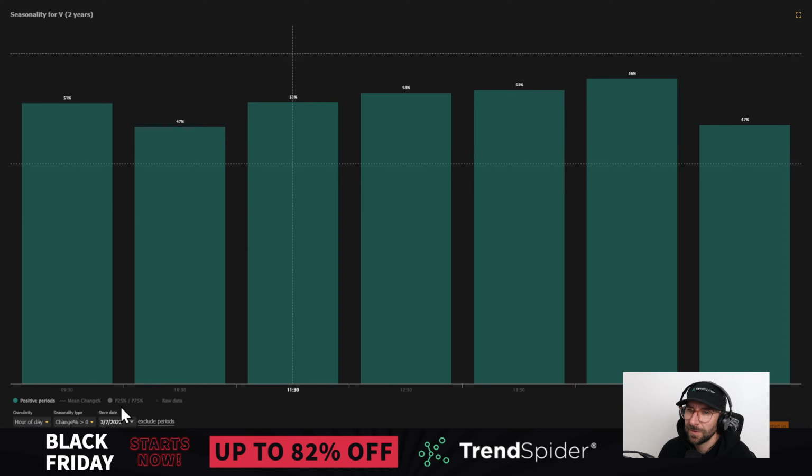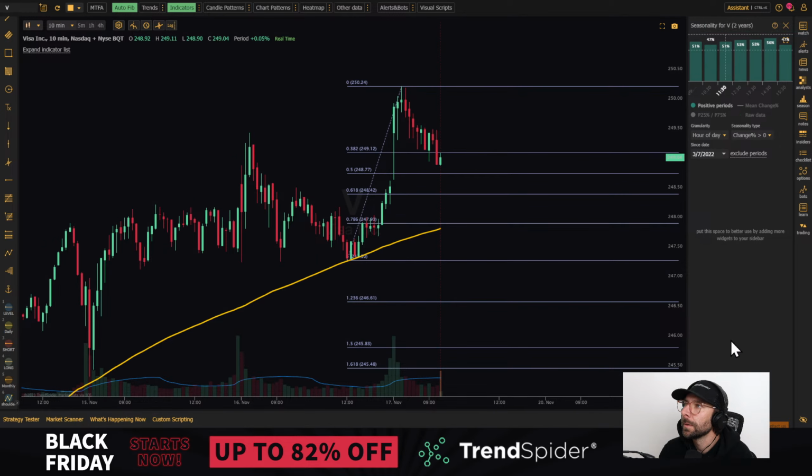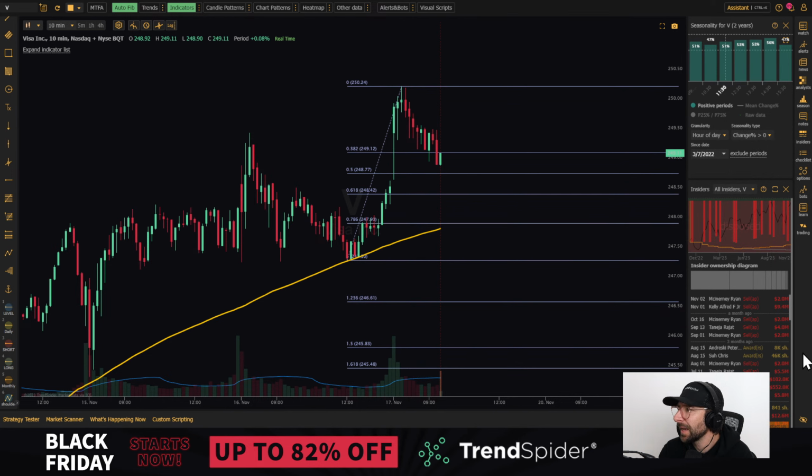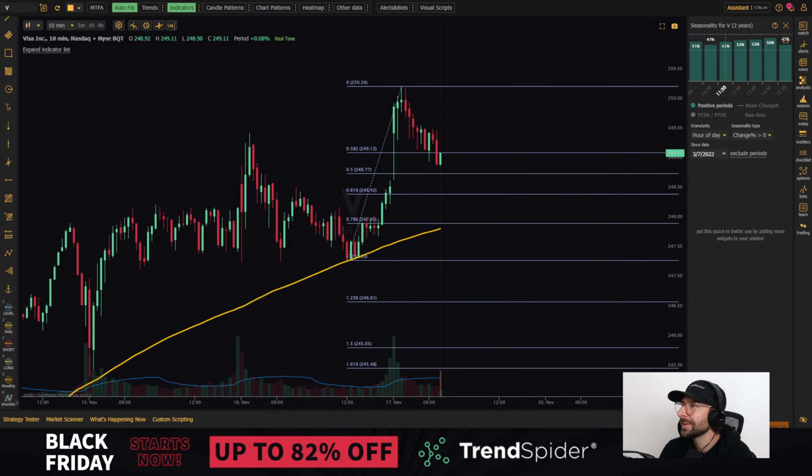So based off of data since 2022, so you're talking about a year and a half of data here, it looks like Visa tends to perform better and better into the end of the day, and then the last hour of the day is kind of meh. So that's good to know. We could check and see if there's anything else going on there. On the insiders, a little bit of selling earlier this month. Probably wouldn't impact how things are going today.